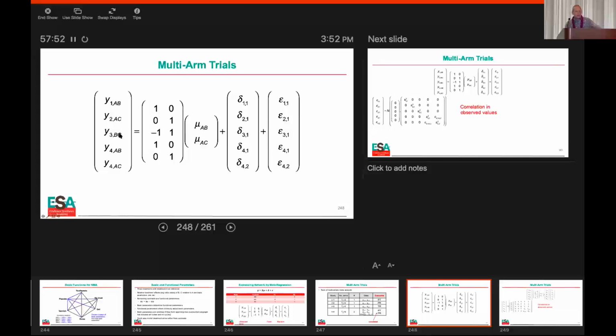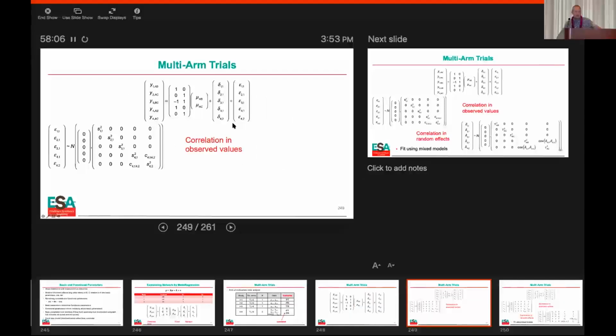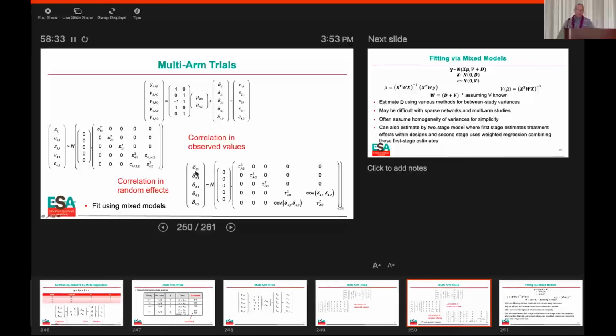So notice here that study 4 has both an AB arm and an AC arm because it's a 3-arm study. And so notice that we have 2 deltas here and 2 epsilons, which each are relative to study 4. And so therefore we have a correlation induced in that study. And so Y1 in the AB study has a variance, Y2 in the AC study has a variance, Y3 in the BC study has a variance, but Y4, AB and AC have 2 different variances as well as a covariance, a correlation. And so that would be a correlation in the observed effects, and if we had random effects, we could have a correlation in the random effects here as well. And so we can fit this using mixed models.